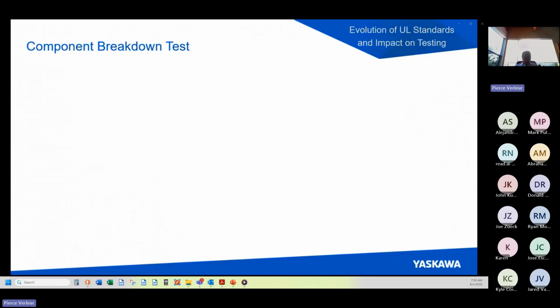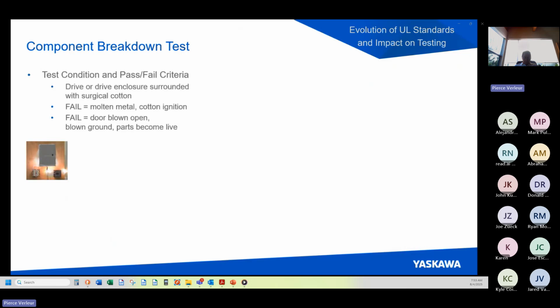So let's discuss the component breakdown test just a little more. The test condition is such that we must surround the equipment under test with surgical cotton. When we're trying to determine the conditions for a drive by itself to pass the test, the cotton directly surrounds just the drive. But when we're trying to determine how the drive will pass when installed in a cabinet, the cotton surrounds the cabinet rather than the drive inside the cabinet. As we discussed on a previous slide, the purposely created internal short circuit is usually destructive. But destroying the drive does not mean it's a failed test.